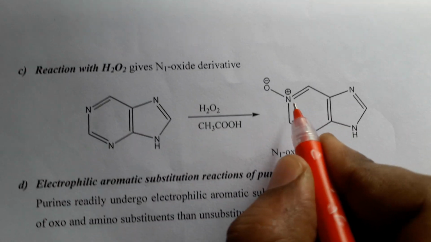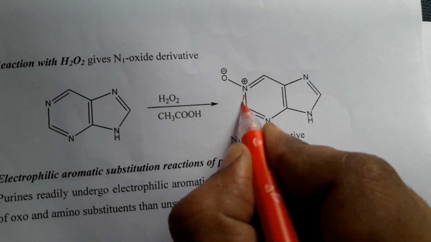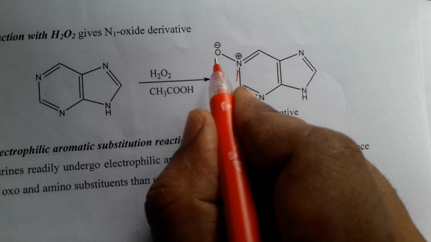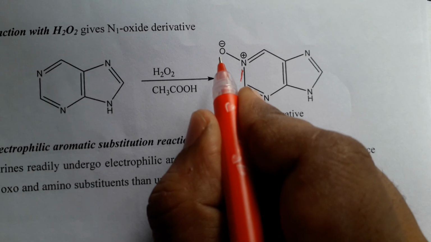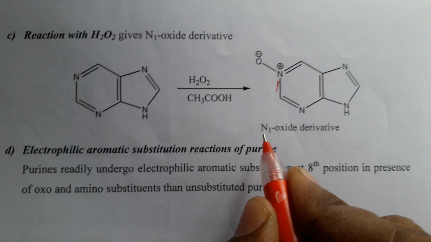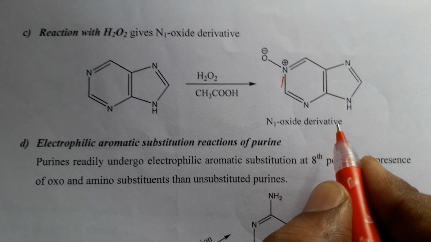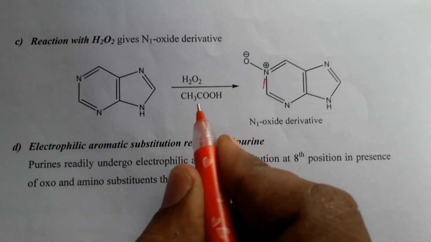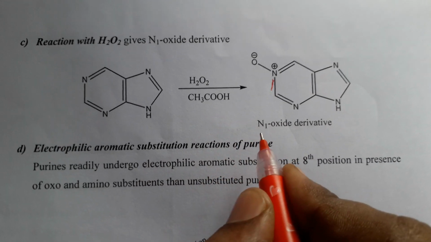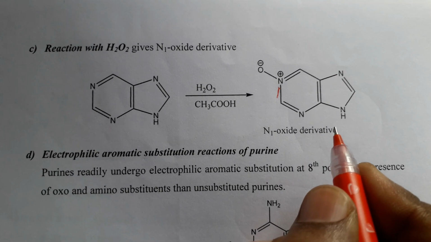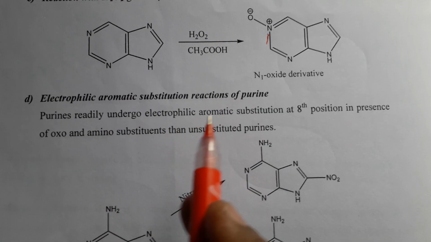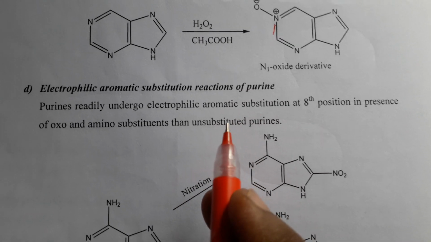The first position nitrogen gets the oxide ion, so that it gives N1 oxide derivative. So purines, on treatment with hydrogen peroxide in presence of acetic acid, give N1 oxide derivative. Then coming to the electrophilic aromatic substitution reactions of purines.